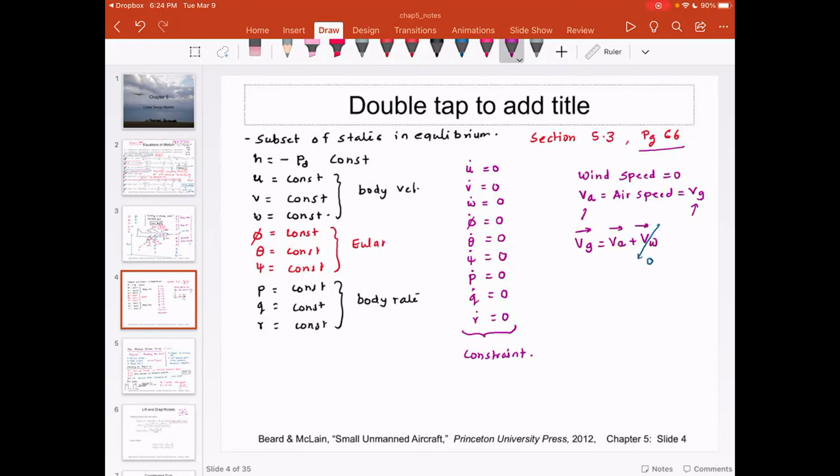The next thing is chi is equal to the heading angle. So chi, which is the course angle, I will write this down here. This is the course angle, is equal to the heading or yaw.